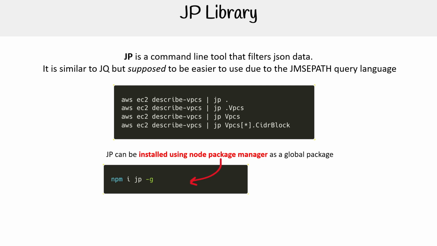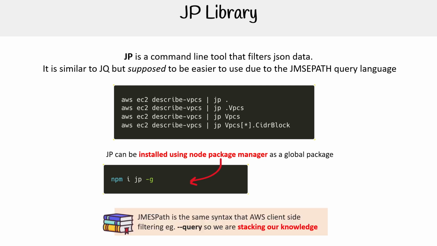But one advantage of JP is that because it uses the JMESPath syntax or query language, this is the same language that the query parameter uses when you're using the AWS CLI. So if you know how to use it for this, you can use it for that. So that's why some people prefer to use JP, because if they know their JMESPath very well, then they can translate that knowledge over quite well.